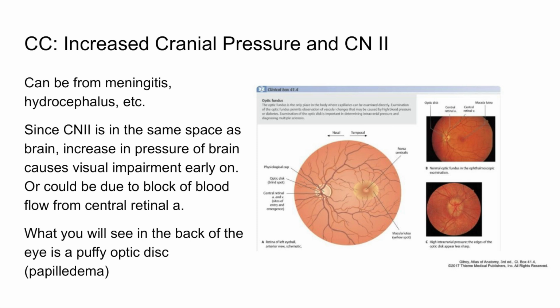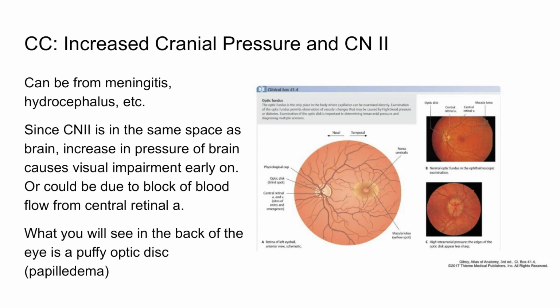But regardless of the cause, the key idea is pressure buildup within the cranial cavity. The reason the optic nerve, or cranial nerve 2, is affected so early on is, again, because it's not a typical peripheral nerve. It actually is an extension of our central nervous system because of that embryology we covered.